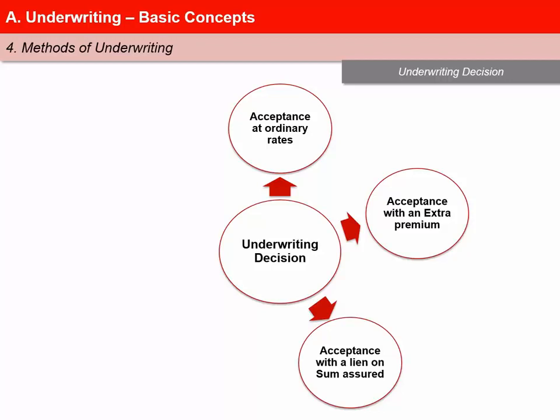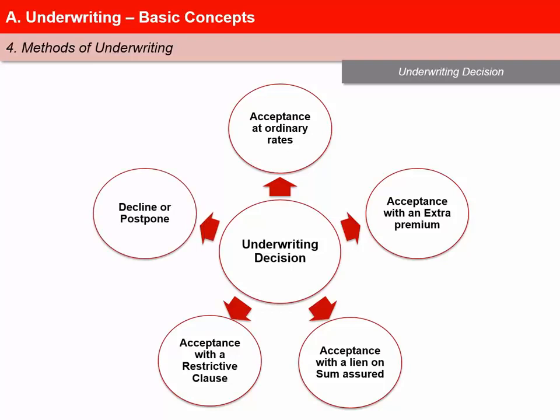Lien implies that if the life assured dies from a specified cause, for example, relapse of the TB, within a given period, only a decreased amount of death benefit would be payable. Fourth, acceptance with a restrictive clause. For certain kinds of hazards, a restrictive clause may be applied which limits death benefit in the event of death under certain circumstances. And fifth, decline or postpone.